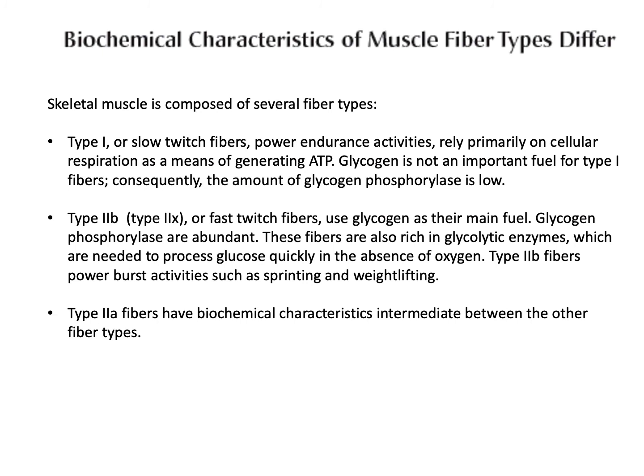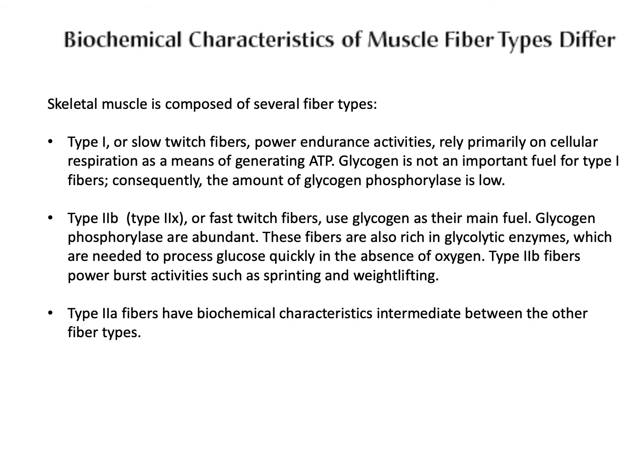Skeletal muscle is composed of several fiber types. Type 1, or slow twitch fibers, power endurance activities and rely primarily on cellular respiration as a means of generating ATP. Glycogen is not an important fuel for type 1 fibers. Therefore, the amount of glycogen phosphorylase in type 1 fibers is low.